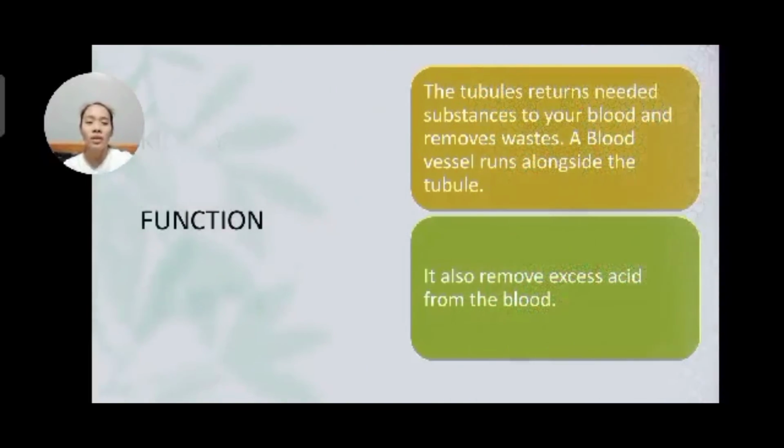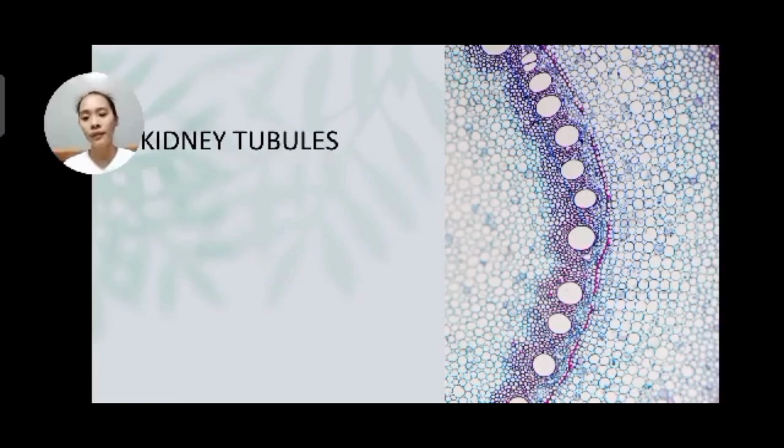So, kidney tubules. The function of kidney tubules is to return needed substances to your blood and remove waste. A blood vessel runs alongside the tubule. It also removes excess acid from the blood. And as the filtered fluid moves along the tubule, the blood vessel absorbs all the water along with minerals and nutrients which your body needs.